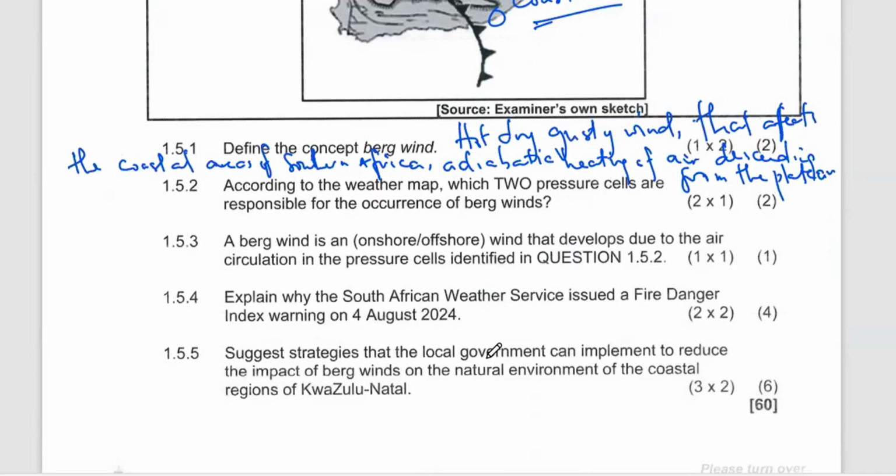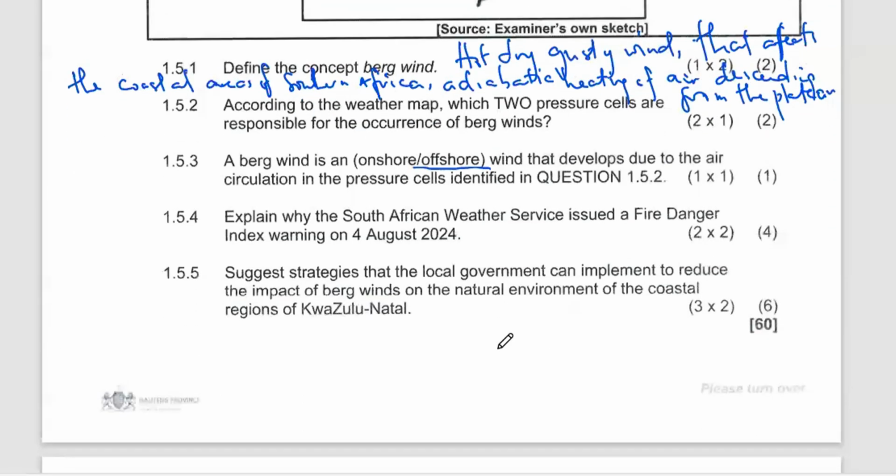Right. The Berg wind is an example of, is it an onshore or an offshore? We are saying the winds are coming from the plateau going to the ocean, which is offshore. Explain why the South African Weather Service issued a fire danger index on 4 August. We are expecting the coming of the Berg winds. Why did they issue out a fire danger index? There is a high chance of fires occurring around the coastal areas.